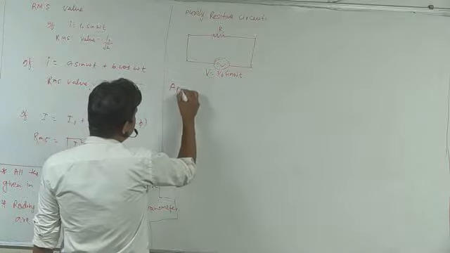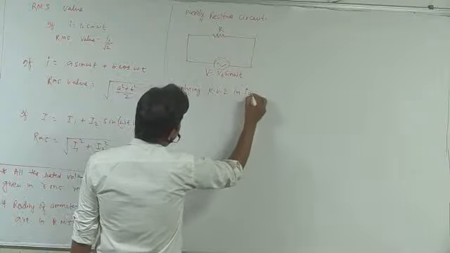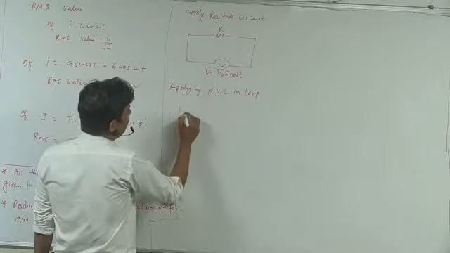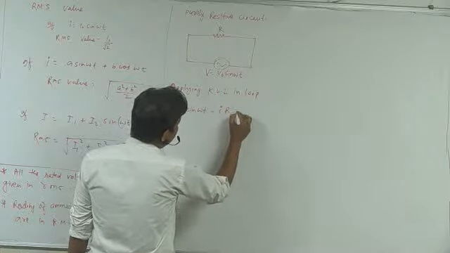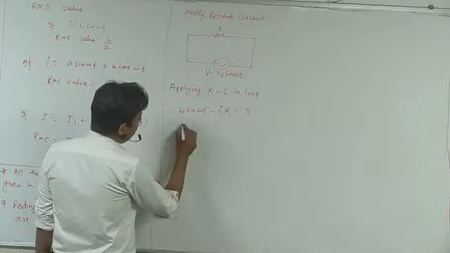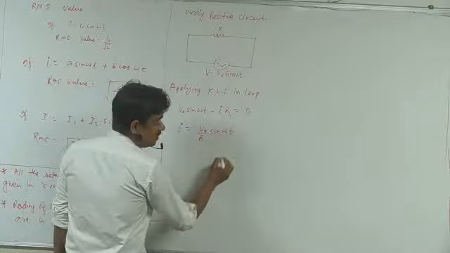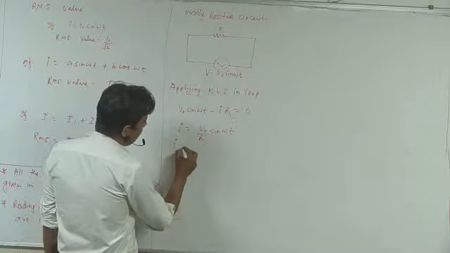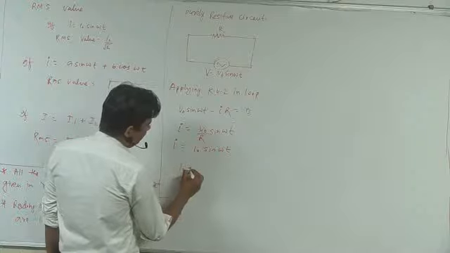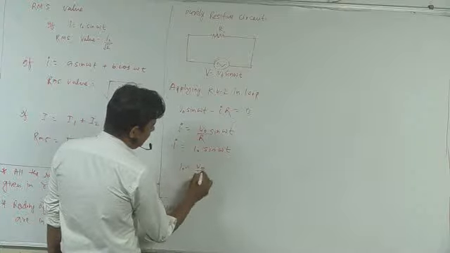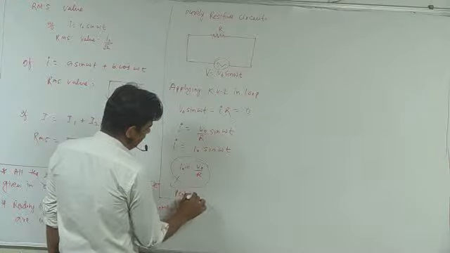Applying KVL, what will we get? V naught sine omega t minus IR equals 0. I get I equals V naught by R sine of omega t. This can also be written as I equals I naught sine of omega t, where I naught is V naught by R. That we also call the peak current, or maximum current.